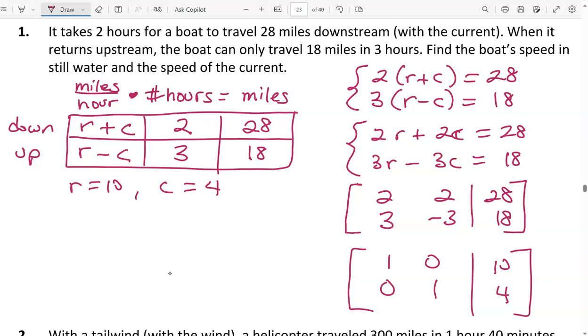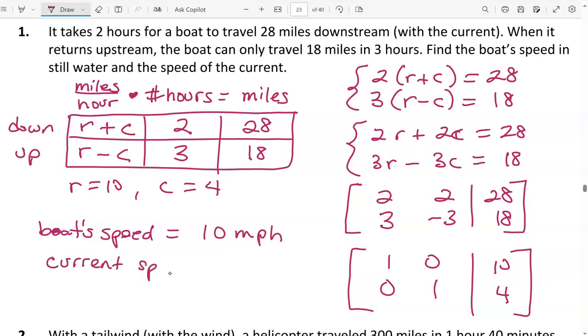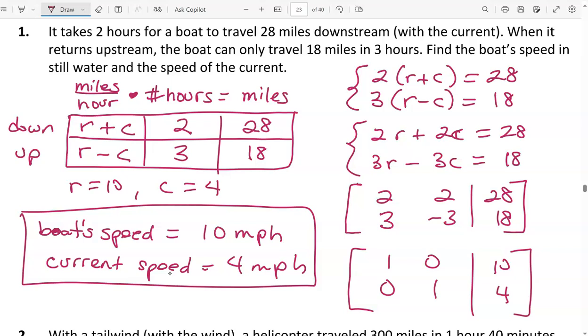So in still water, the boat's speed is equal to 10 miles per hour, and the speed of the current is equal to 4 miles per hour. I'm going to box that in so that the grader can find my final answer. Make sure that you're showing your system, the augmented matrix put into the calculator, and then the resulting reduced row echelon form matrix that the calculator gave.